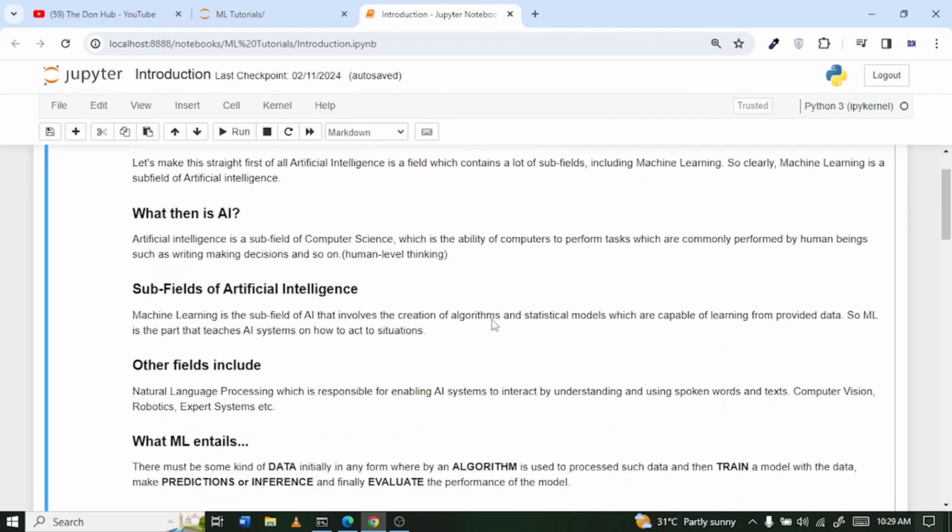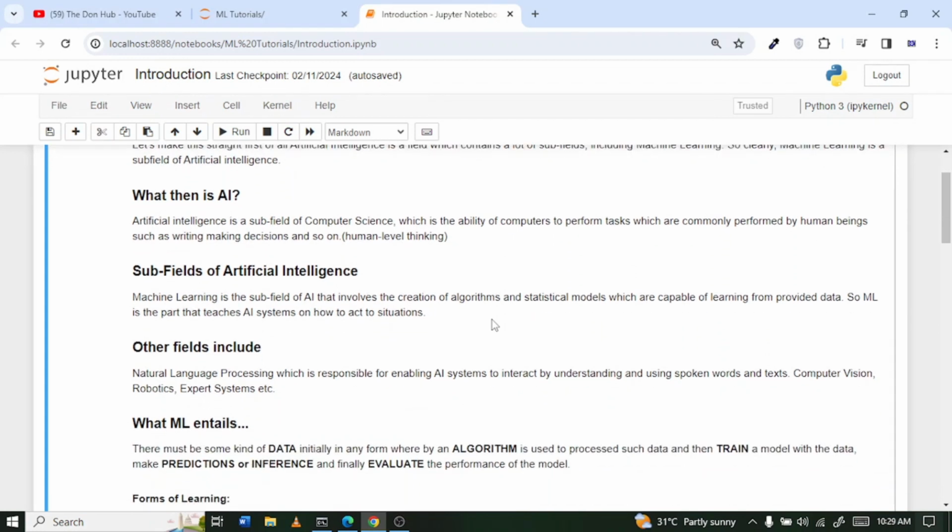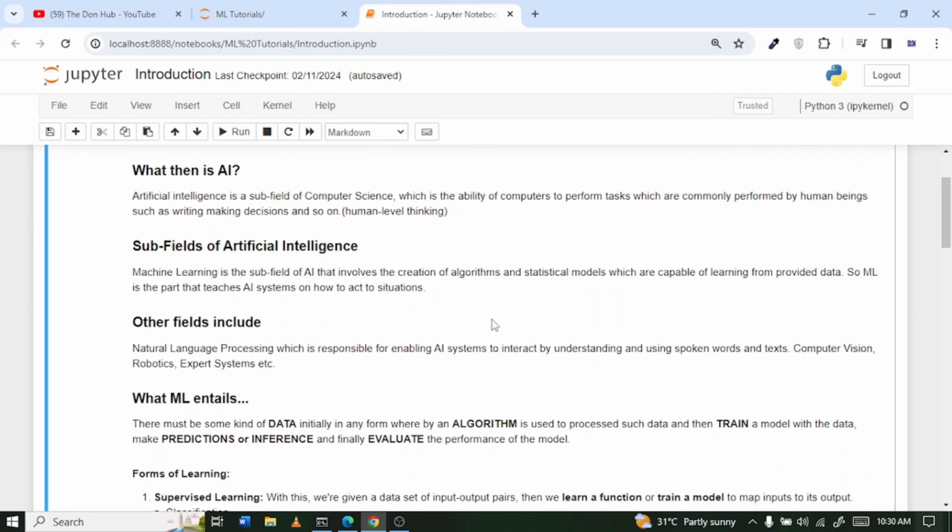Okay, so now we know that machine learning is a subfield of artificial intelligence. So now let's come to machine learning. When we say machine learning, what exactly is machine learning? It's a subfield of artificial intelligence, which is AI, and it involves the creation of algorithms, models that are capable of learning from data. So machine learning is capable of learning from data, and based on that, it makes predictions out of it.